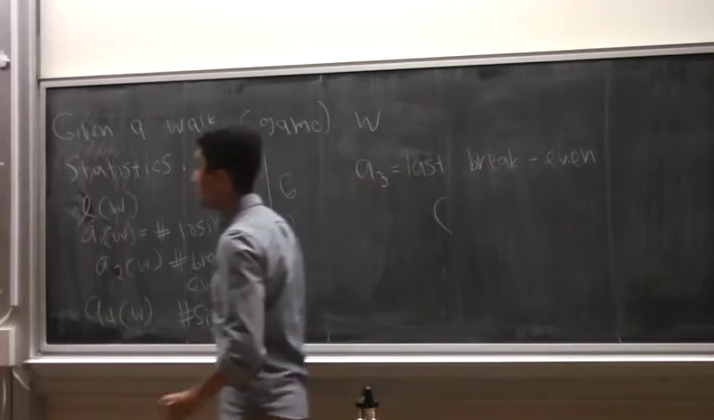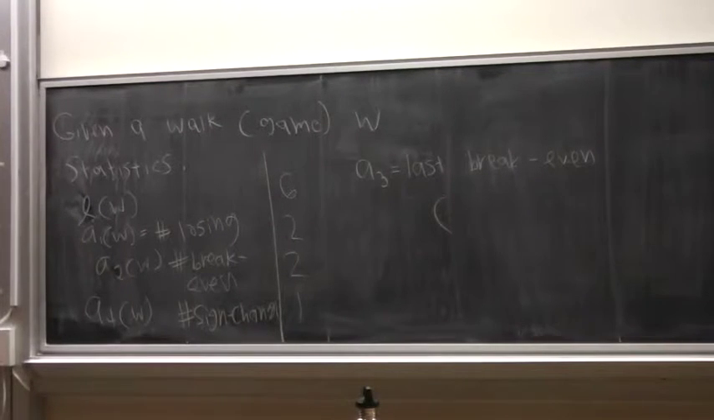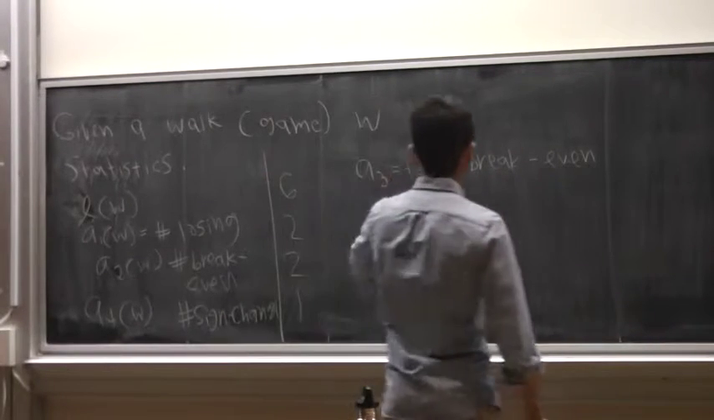So in this case, the last break-even time is your very last step, which is 6. So 6 in this case.